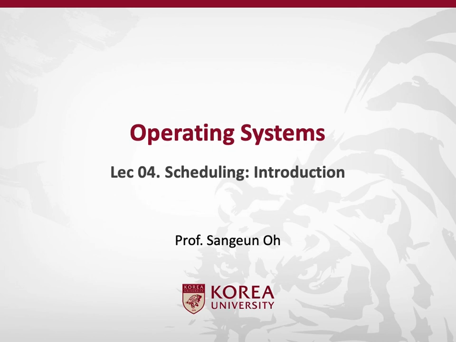In the last session, we talked in detail about how context switching occurs in an operating system through the concept of limited direct execution. By the way, before performing context switching, there is something the operating system must do first. That is, it has to decide which process to run on the CPU next. This is called scheduling. So in today's class, we are going to talk about the basic concept of scheduling.